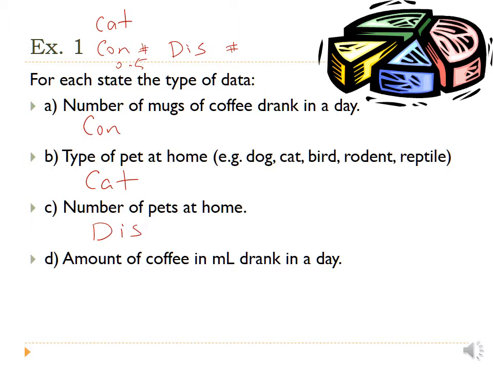And then D, the amount of coffee in milliliters that you drank in a day. It's a number, so we know it's not categorical. So continuous or discrete. And you're going to ask yourself, can you have half a milliliter? The answer is yes. So this is continuous.